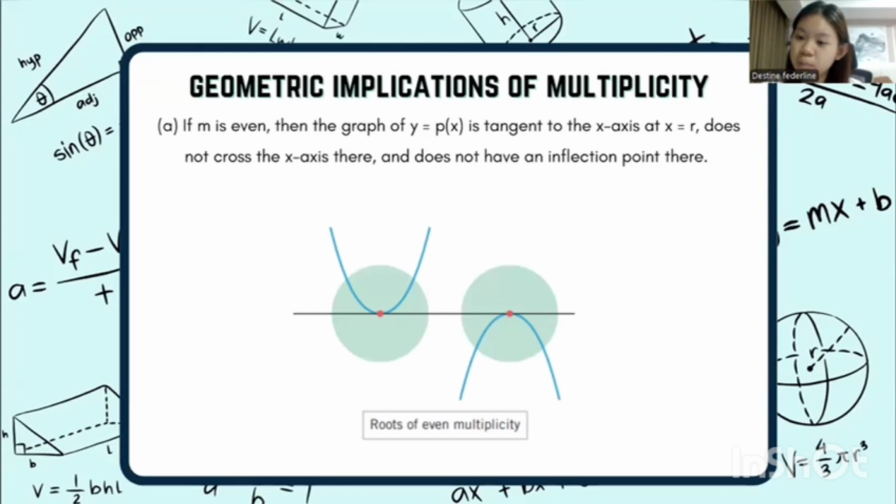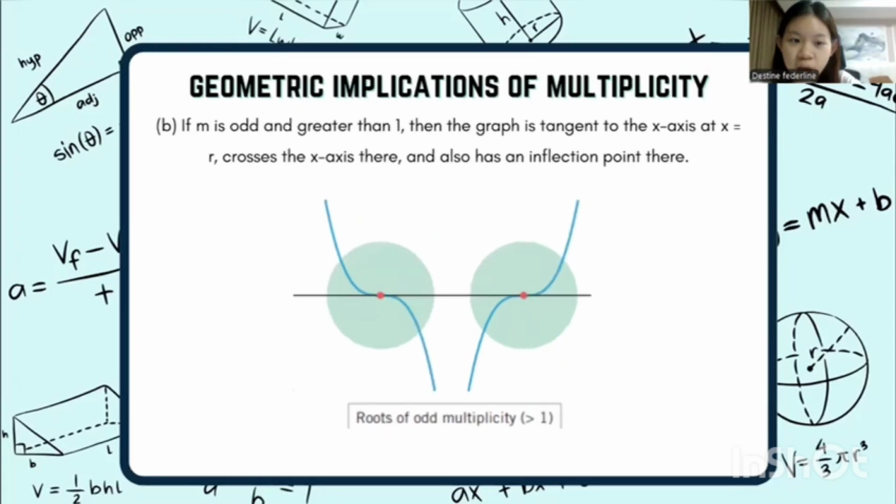So let's suppose that P(x) is a polynomial with a root of multiplicity m at x equals r. A, if m is even, then the graph of y equals P(x) is tangent to the x-axis at x equals r. It does not cross the x-axis at x equals r and does not have an inflection point there.